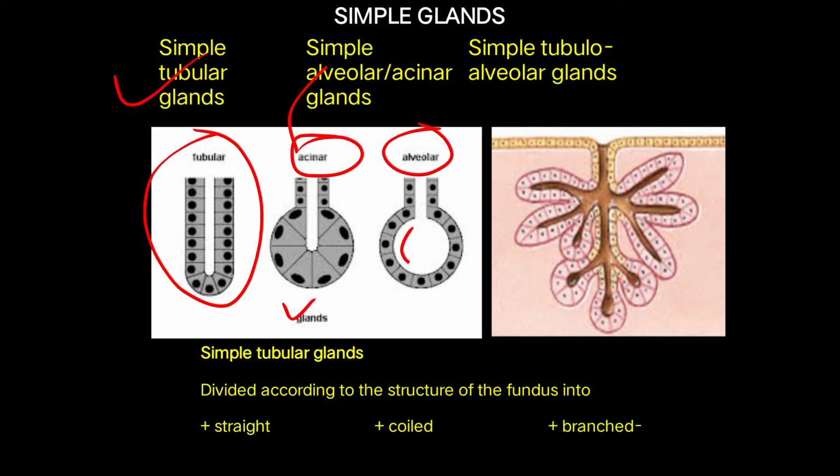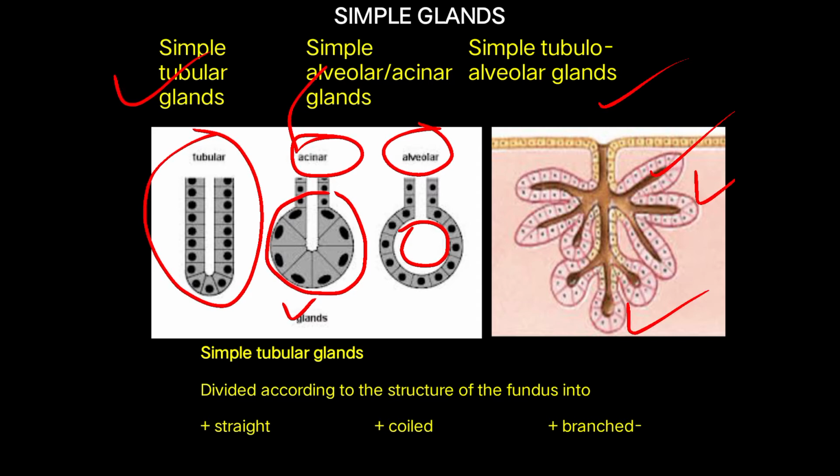Alveolar means the space is more; alveoli means a lumen, or a cavity-like structure, is found inside. The acini appear like the alveoli from outside, but the cavity is not there, only a tubular luminal structure. After that, the simple tubulo-alveolar gland. This is the tubulo-alveolar gland, in which both tubules and alveoli are found.